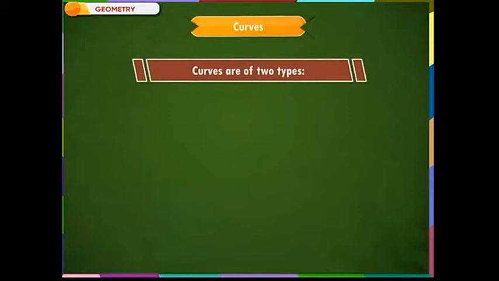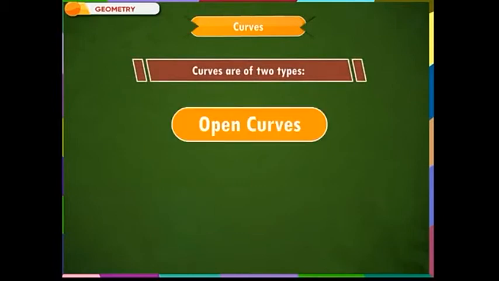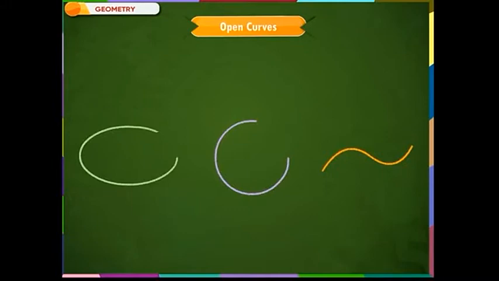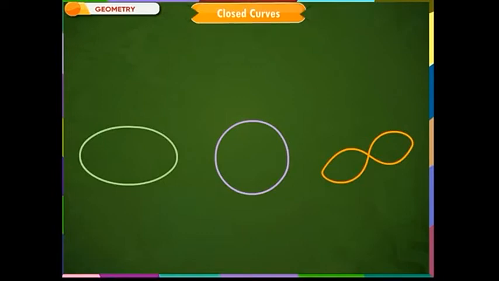Curves are of two types: open curves and closed curves. Open curves. These curves are open on any one of their sides as shown here. Their starting point is different from the end point. Closed curves. Curves whose endpoints are joined to enclose an area are called closed curves. The starting point and end point of these curves are the same.